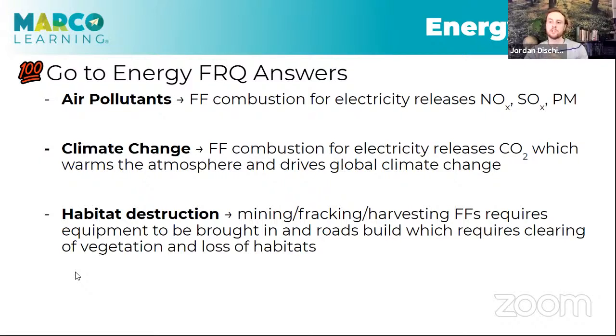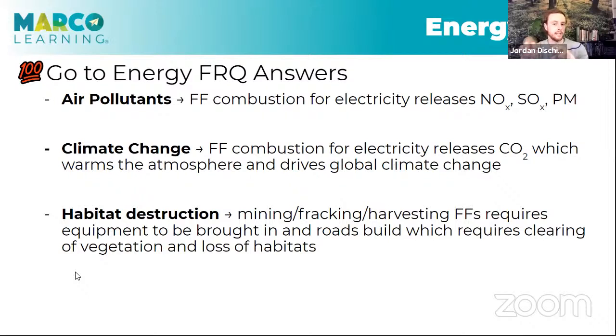So fossil fuel combustion for electricity specifically releases NOx, SOx, and particulate matter. Those are all pollutants that are produced. When you get to Unit 7 and you start to learn about atmospheric pollution, you'll know that NOx and SOx can contribute to acid rain. NOx and VOCs in combination with sunlight can contribute to photochemical smog. So you have all these secondary environmental problems as well.